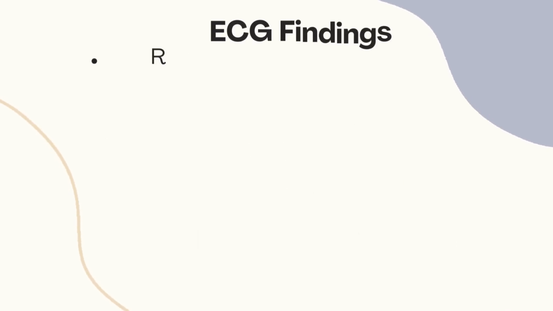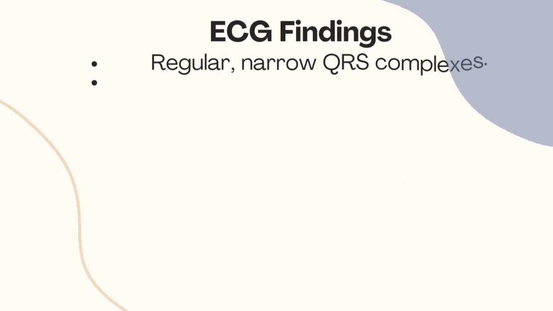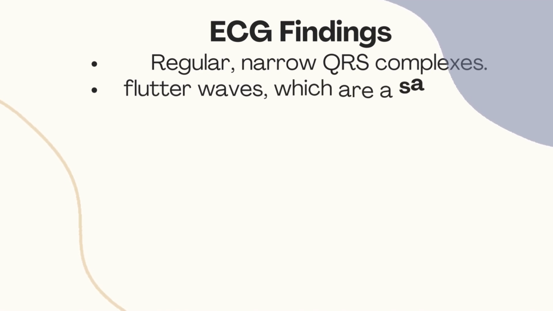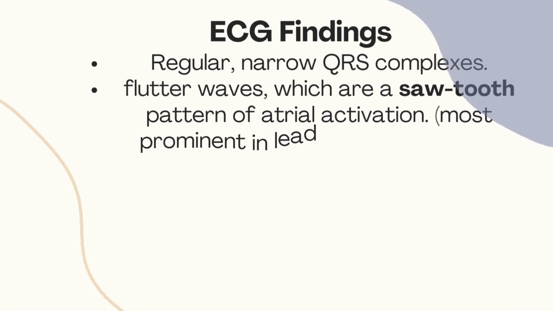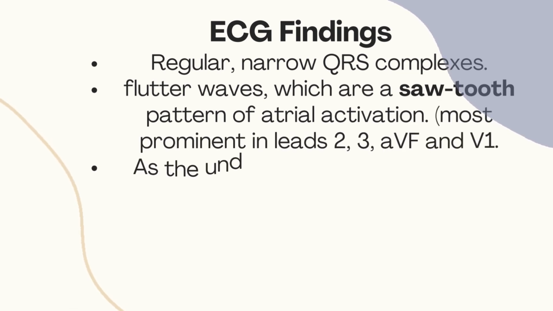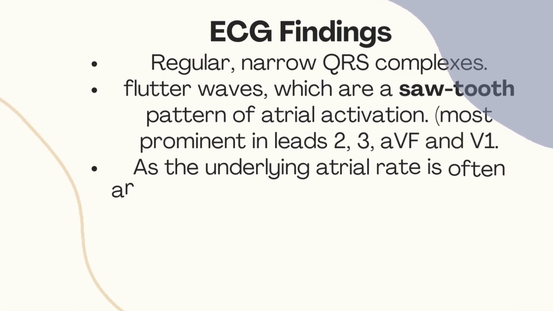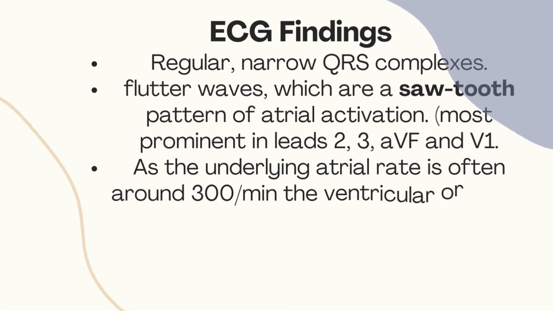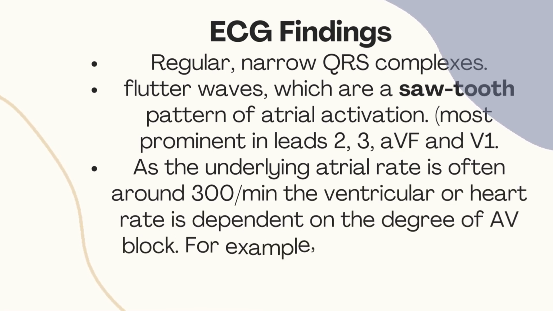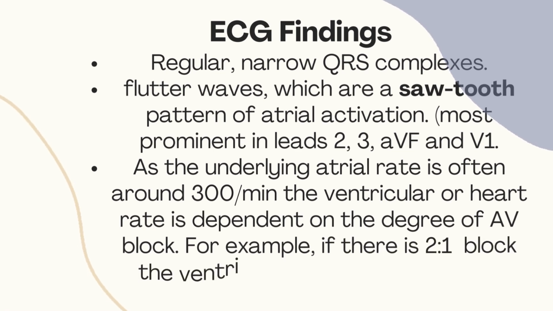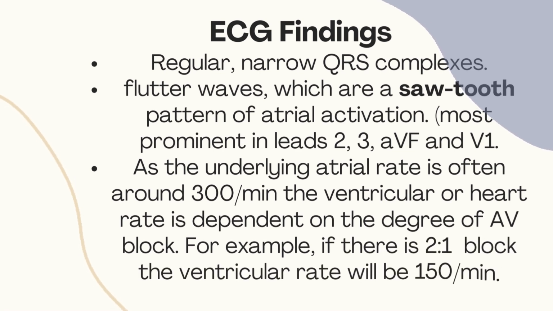The ECG shows regular, narrow QRS complexes. Flutter waves, which are a sawtooth pattern of atrial activation, most prominent in leads 2, 3, AVF and V1. As the underlying atrial rate is often around 300 per minute, the ventricular or heart rate is dependent on the degree of AV block. For example, if there is 2:1 block, the ventricular rate will be 150 per minute.